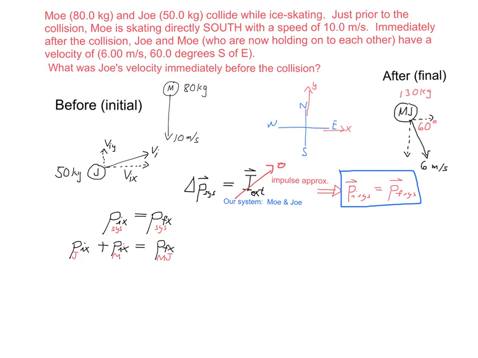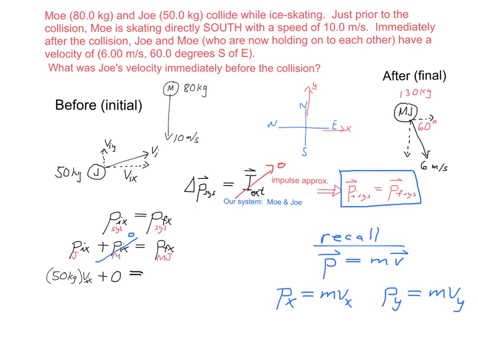Note, however, that Mo has only a velocity component in the y direction, negative y direction actually, so Mo has no initial x-component of momentum. Meanwhile, Joe's initial x-component of momentum will be the product of Joe's 50 kilogram mass and his initial x-component of velocity. Similarly, the final x-component of the momentum of Mo and Joe together will be their combined 130 kilogram mass multiplied by the x-component of their final velocity, which would be 6 meters per second cosine of 60 degrees. Solving for the x-component of Joe's initial velocity, we get 7.80 meters per second.